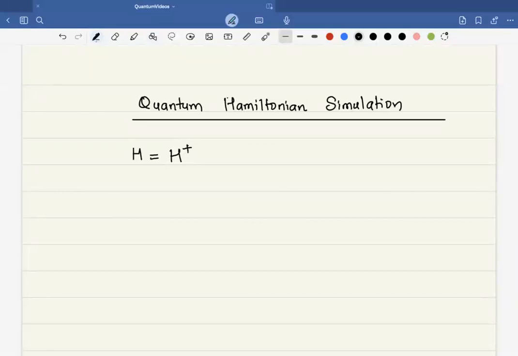And as I said, it is the observable that corresponds to measuring the energy of the system. It often appears in the Schrodinger equation. The Schrodinger equation is written like this: i h bar del by del t psi of t is equal to H psi of t.